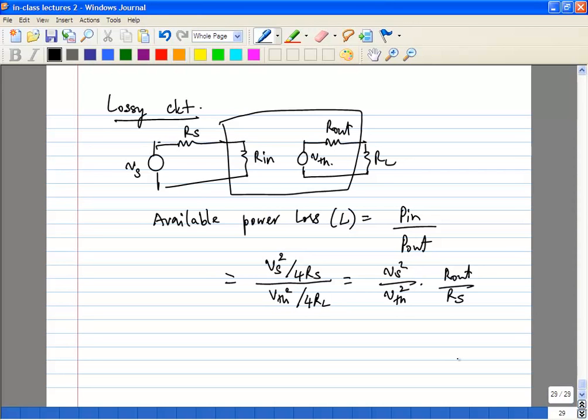Okay, and you can also show this for a general passive circuit. So we define the available power gain as P out over Pn. Yes, it's a loss, so it's a power loss. This is nothing but the negative in dB of your power gain.